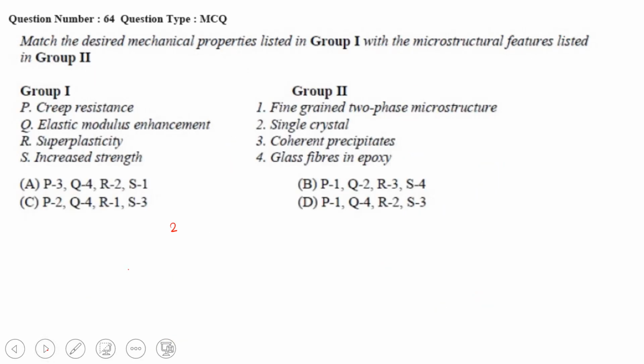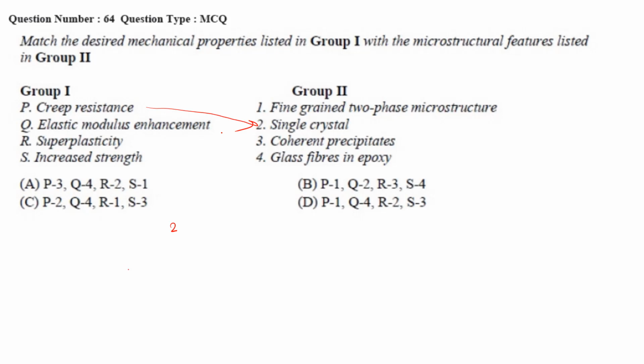Match the desired mechanical properties listed in group 1 with the microstructural features listed in group 2. In group 1 we have creep resistance first, then elastic modulus enhancement, then superplasticity, then increase the strength. So creep resistance, how can you increase the creep resistance? If you increase the grain size, then we see tremendous improvement in the creep. So if you form a single crystal, then it will have the highest amount of creep resistance, right?